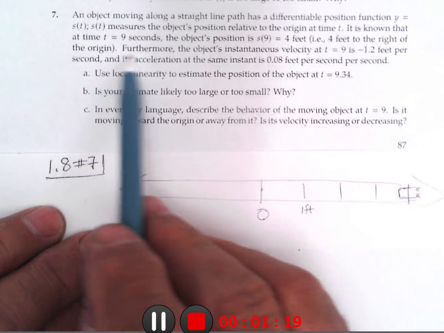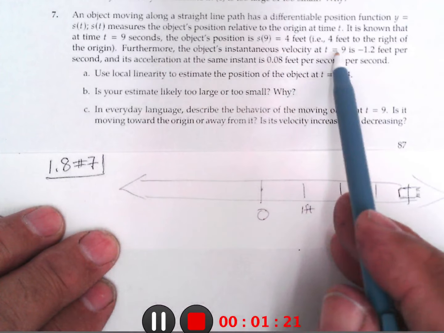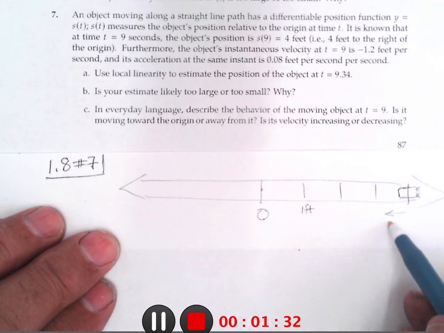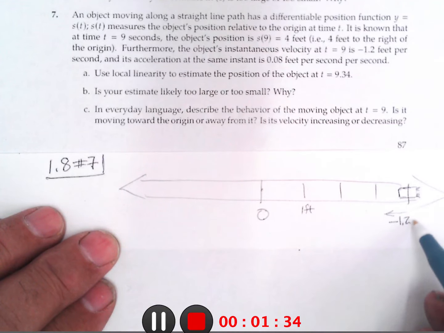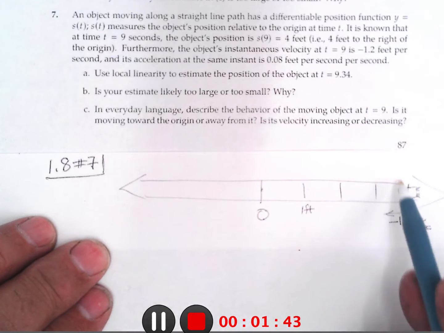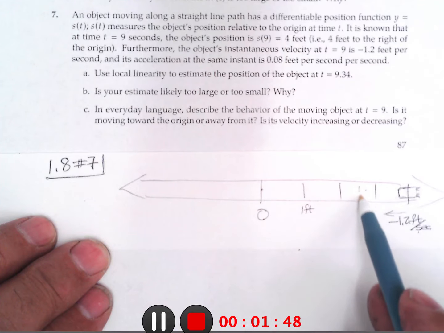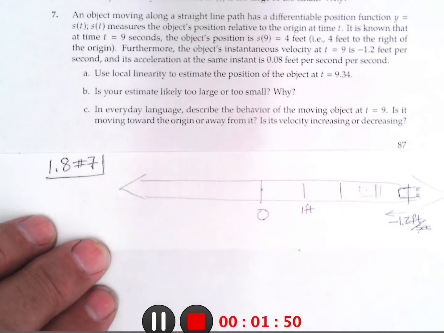But they say, furthermore, the object's instantaneous velocity at 9 is negative 1.2 feet per second. Oh, it's backing up. It's going backwards at negative 1.2 feet per second. So this car is going this way. In a second, it will go about a foot and 0.2. So it'd be back in here someplace in a second if it maintained that speed.